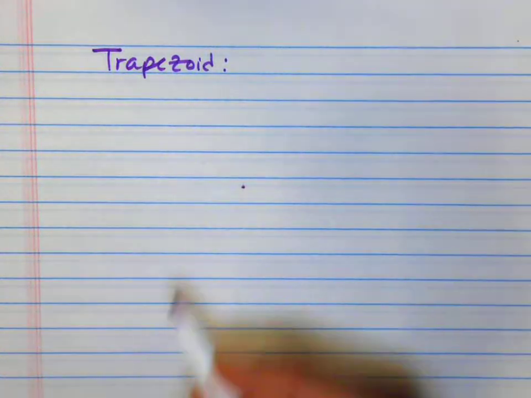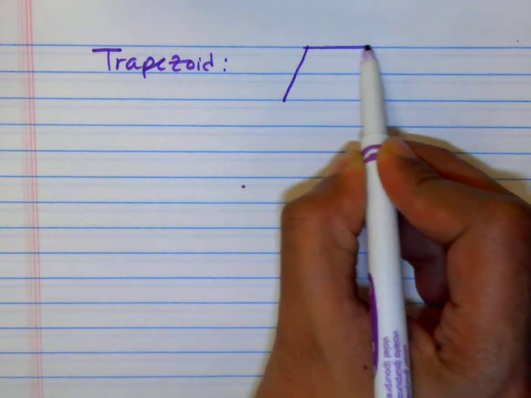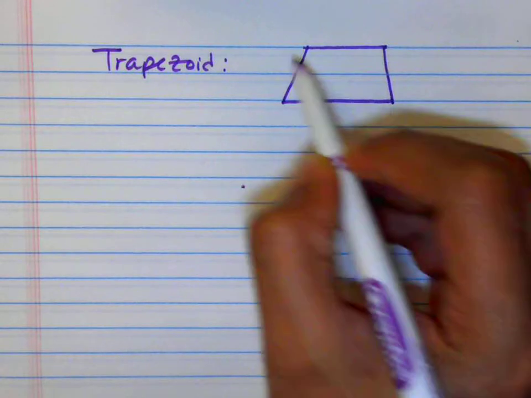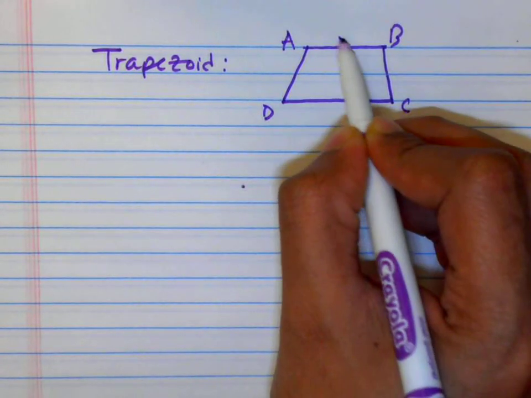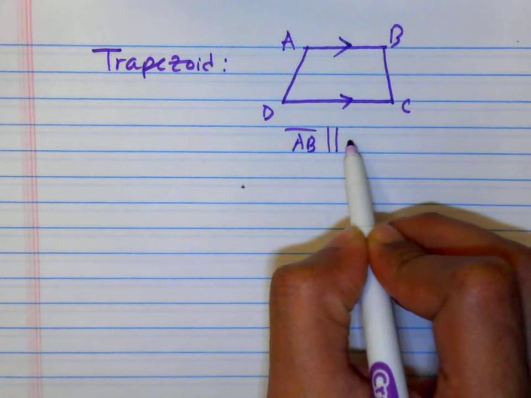Alright, so we'll look at a trapezoid. It looks like this. So let's call this A, B, C, and D. This is parallel to this. AB is parallel to DC.